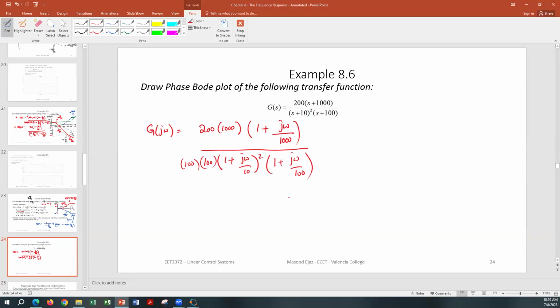Let's do both. Let's do the Bode plot, the magnitude first, and then we'll do the phase for this so that we can get a little more practice. And I'm going to jump right into drawing the Bode plot. So first do the magnitude. Let me do it here.